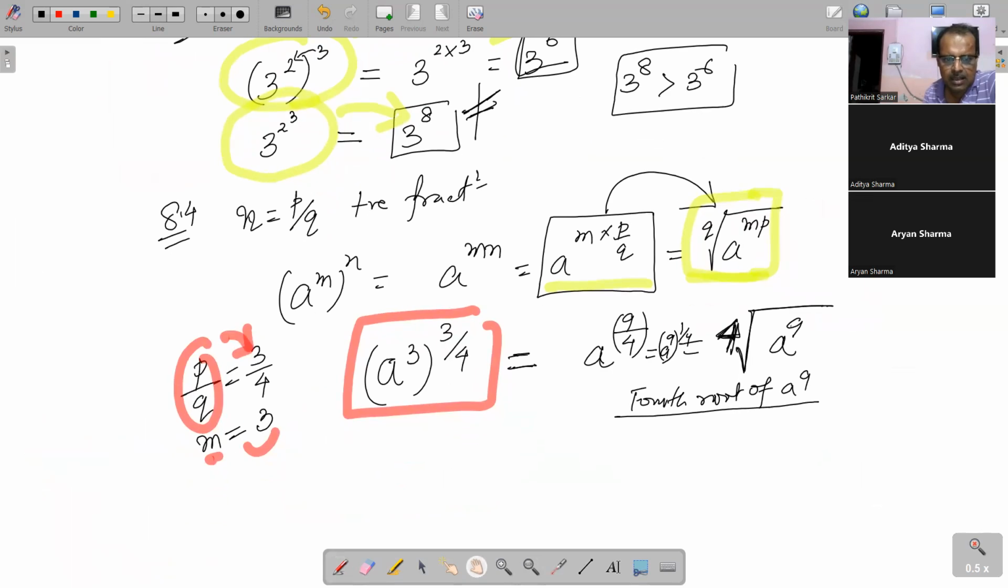Okay. And the second one is, if this is a fraction but a negative fraction, or maybe some negative quantity. Suppose it is a negative quantity.